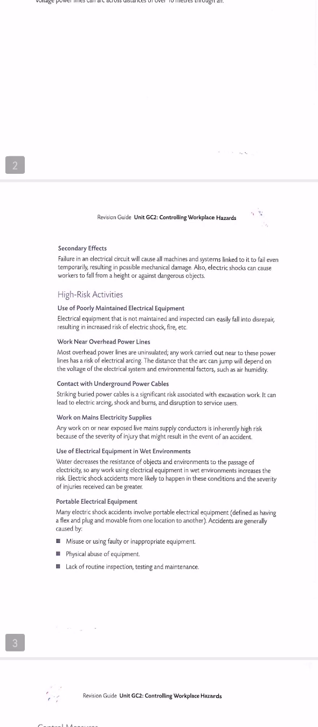So what are the highest risks involved? The highest risk activities of electricity: using poorly maintained electrical equipment. You have to make sure that you use good equipment, right? So lack of using good electrical equipment can lead to fire also. Electrical equipment that is not maintained and inspected can easily fall into disrepair, right?